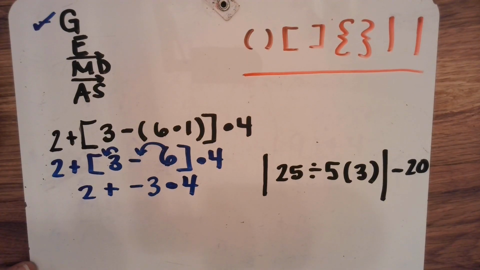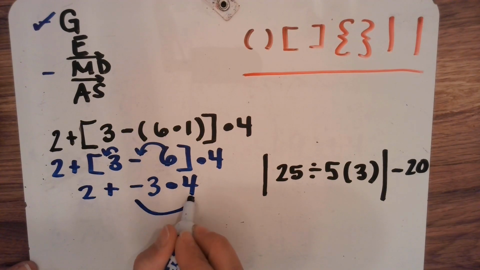Do we have any exponents? We do not, so we move on down to the next one, multiplication and division, which we do have multiplication here. So we need to look at our multiplication problem, which is this right here, -3 times 4. So we remember our rules for multiplying integers, and we have negative times a positive, which means that we're going to have negative, and then 3 times 4 is 12.